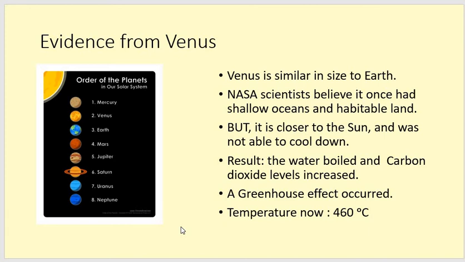Now, if you can remember back on the early slides, we had the early atmosphere on Earth, and our temperature at that point was 200 degrees C, which was too hot to support life. 460 is even worse.